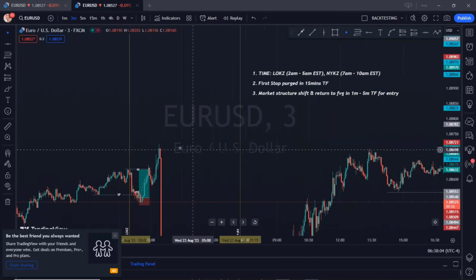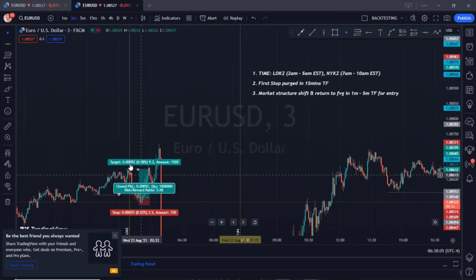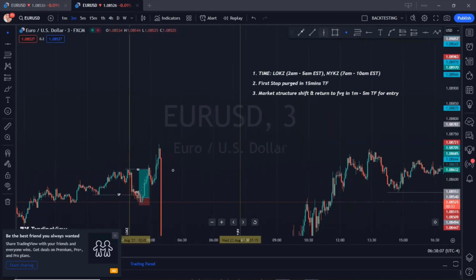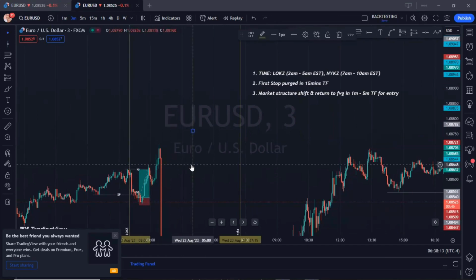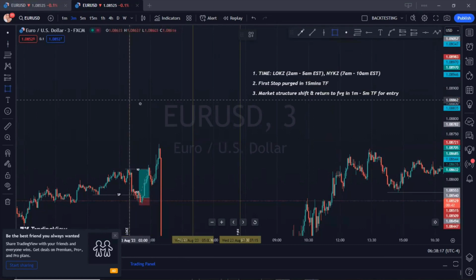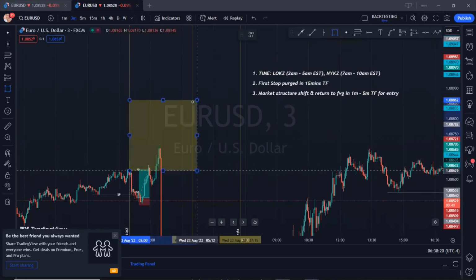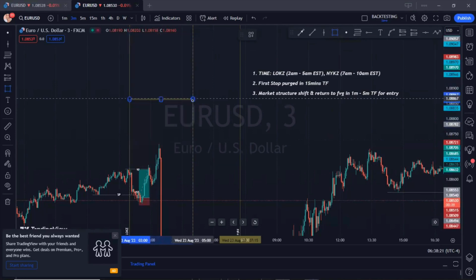Now you are going to be looking for this setup within 2 a.m. to 5 a.m. EST. Okay, guys, you put this at 5 a.m. So this is where you'll be looking for the setup. You can see this is the London Kill Zone, the morning setup. So you're looking for this setup in the morning. So this is the first duration.